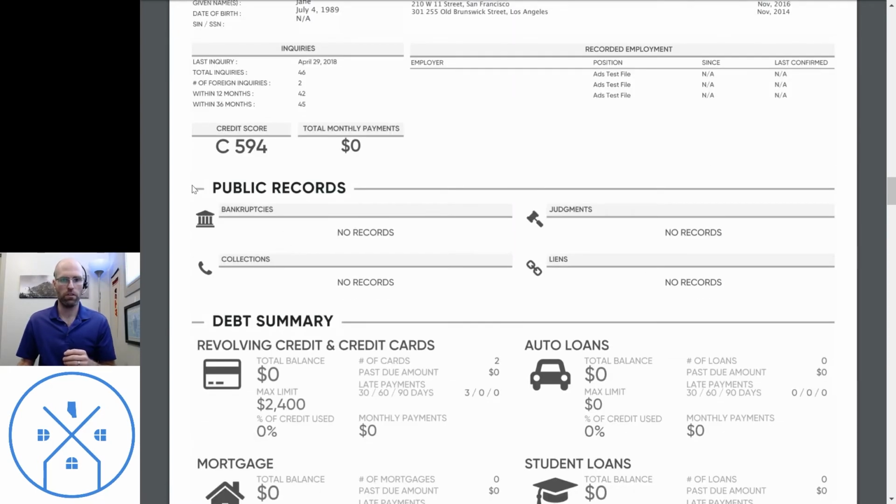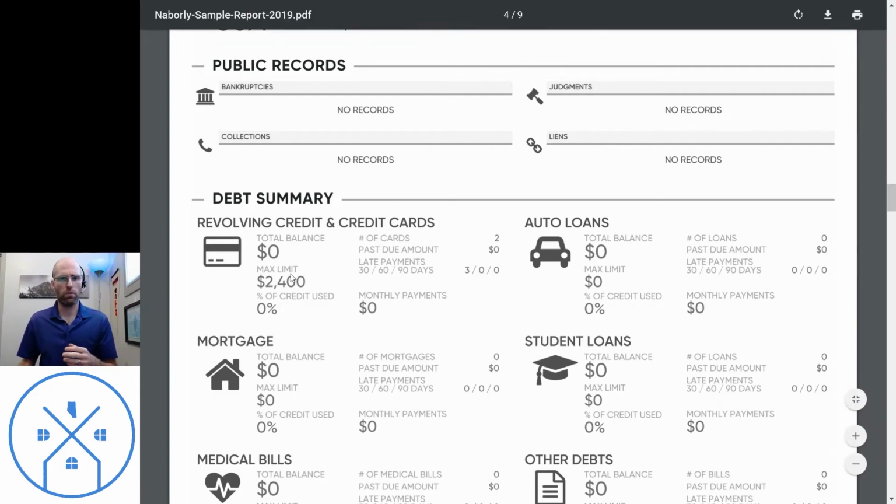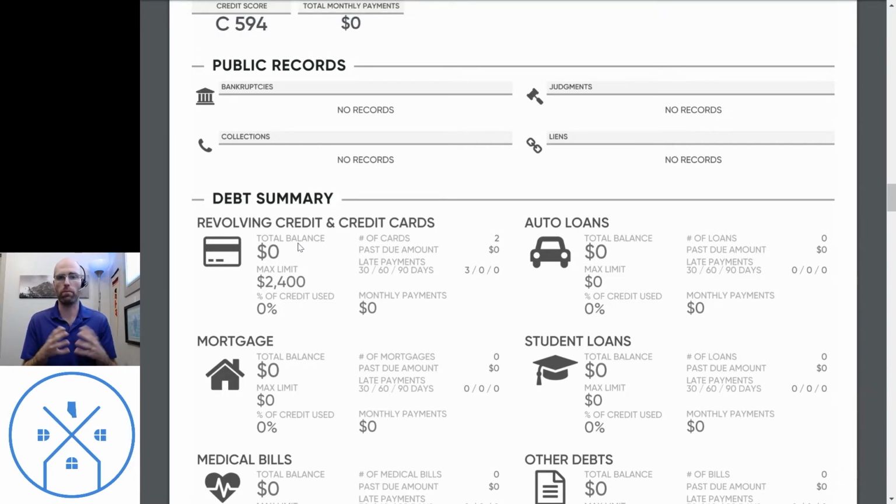So let's go down to the public records and the debt summary. Now, this is a really good piece of information too. I'd say this is the second and third section I wanted to talk about. The public records are where you'll see if someone's gone to collections for money owing on a bill, maybe on a cell phone or internet or whatever it might be. Also, if they've claimed bankruptcy, you'll see it here, and then judgments and liens.